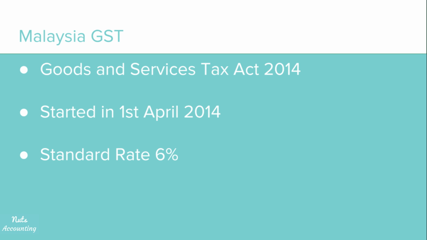Okay, here's a very simple introduction to Malaysia GST. If you haven't heard about it, Malaysia GST stands for Goods and Services Tax Act 2014. It started on 1st April 2014, while the standard rate was set at 6% at that time. So it's still maintained at 6% up until today, and today is the last day.